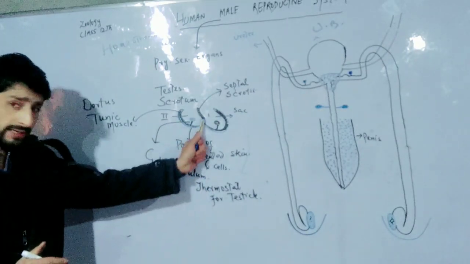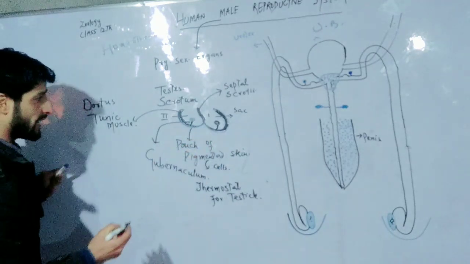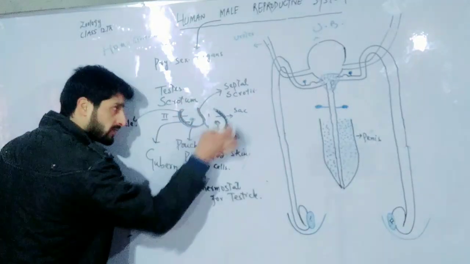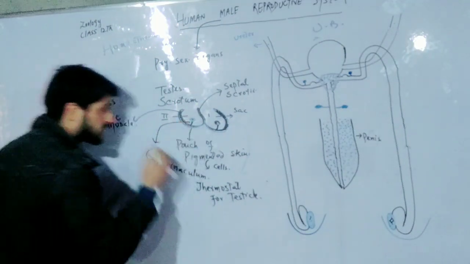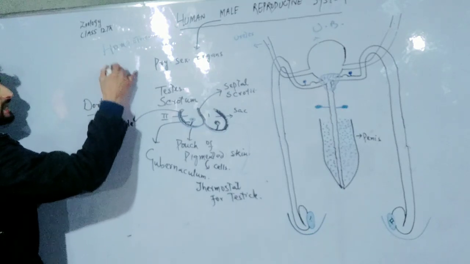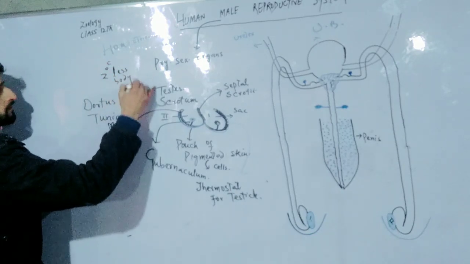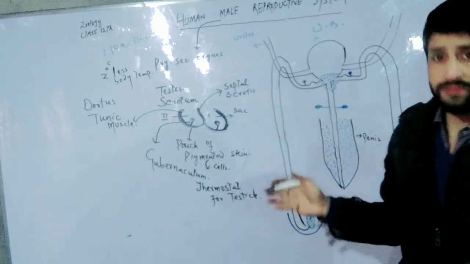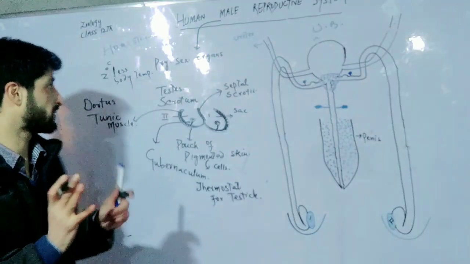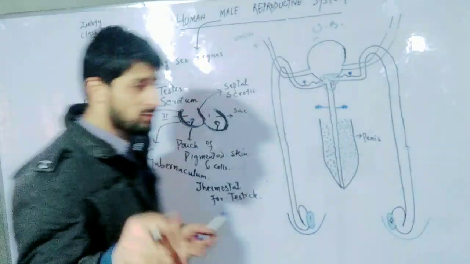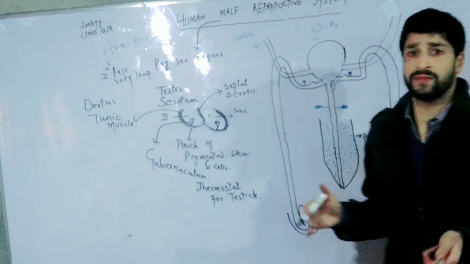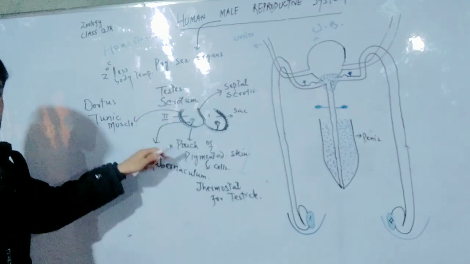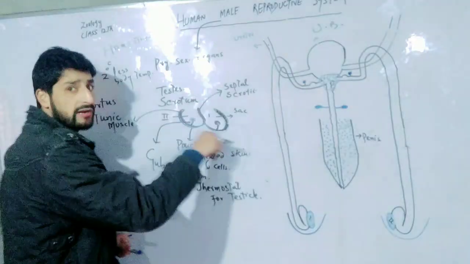This scrotum acts as thermostat. What happens actually is that it is this scrotum that keeps the temperature of the testicles approximately 2 degrees Celsius less than body temperature. Because at body temperature, spermatogenesis, formation of sperms, does not occur in a sophisticated manner. But 2 degrees less temperature is an ideal condition for the testes to undergo spermatogenesis.